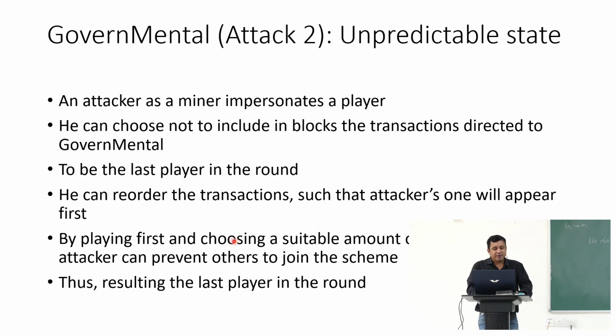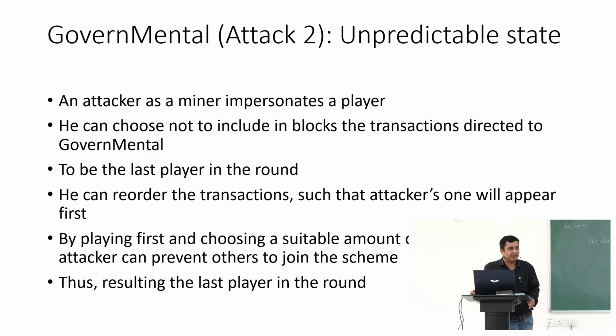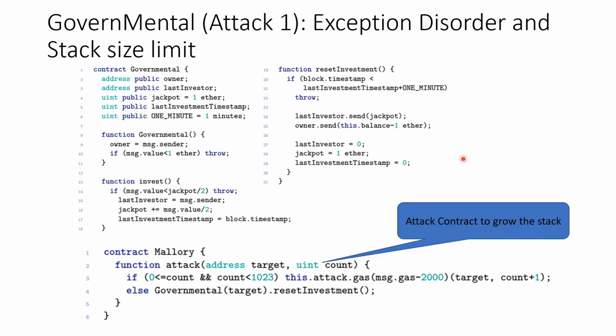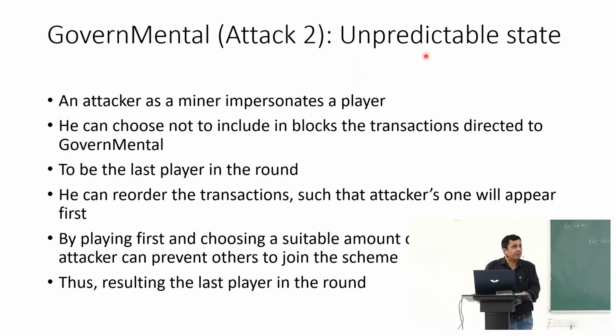And in the end, by playing first and choosing a suitable amount of ether to invest, the attacker can prevent others from joining the scheme. If I spend more money initially, I can disallow other users to join, because other users will have to spend more money again, where every time the jackpot value by 2 is there. So the jackpot value is being increased. After performing this first attack repeatedly, the jackpot value will become too large. And then if I run this attack, the unpredictable state, the initial jackpot value will not be 1 ether.